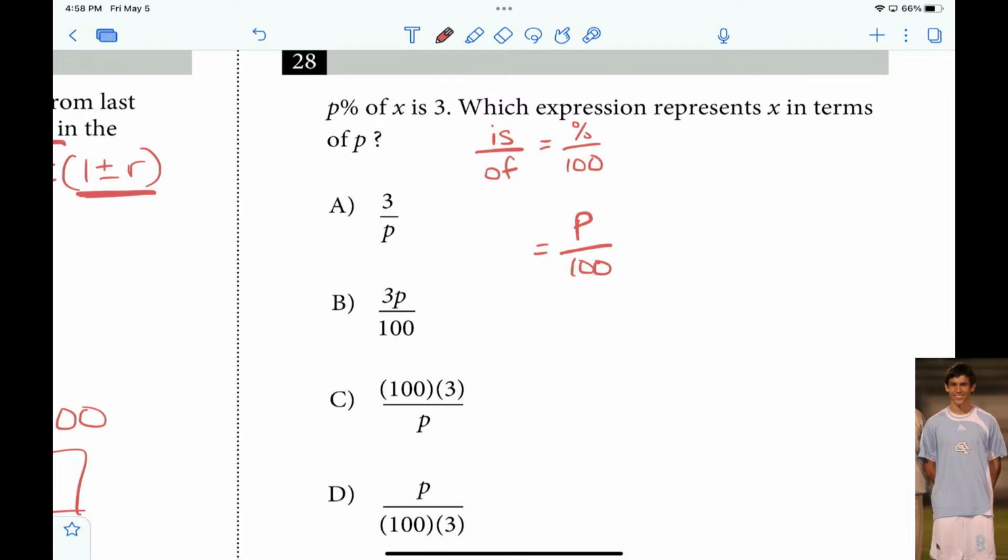Of X is 3. So they said of X. So X is the of, and 3 is the is. And then we're just going to cross multiply. So when you have a fraction equal to another fraction, we usually cross multiply.